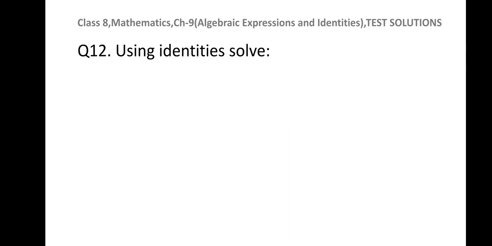Question number 12 is: using identities, solve. Question number 12 has 2 parts. So let us begin with the first part, that is 983 square minus 17 square. You need to find out which identity you are supposed to use. If you remember the identities, then only you will be able to do this.